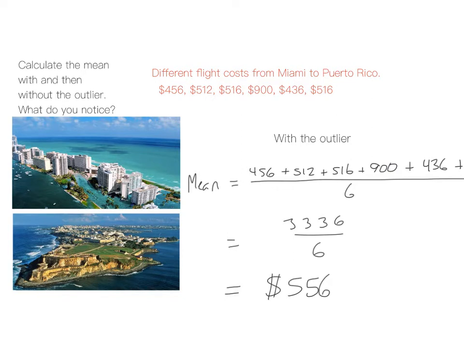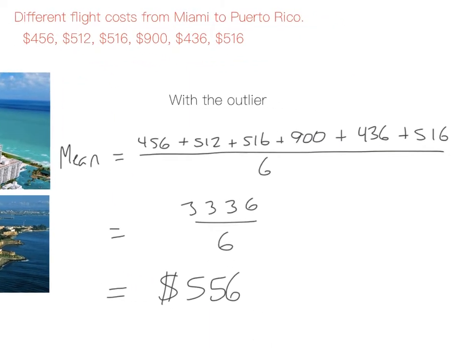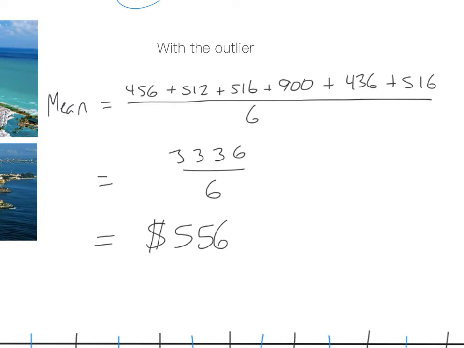All right, so you've done all those calculations on your own, so let's go over that. Different flights from Miami to Puerto Rico, with the outlier. This is what I got. With the outlier, which hopefully you identified as 900 being the one piece of data that is way different than all the others, you add up all these and divide by 6. When I added them all, I got 3,336, so check your math. Divided by 6, I got $556.